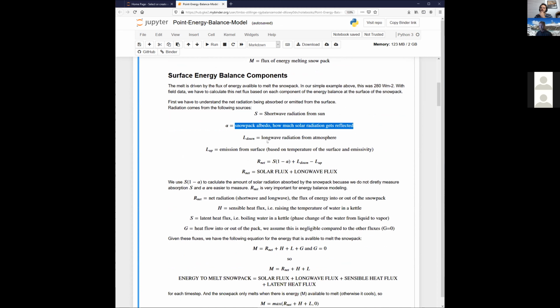And for long wave radiation, we have two sources of long wave radiation. We have long wave radiation from the atmosphere, and the main source of that long wave radiation going into the snowpack is water vapor in the atmosphere. And then we also have long wave radiation being emitted from the snowpack itself, and that's based on the temperature of the snowpack. And we're going to go over those equations as well.